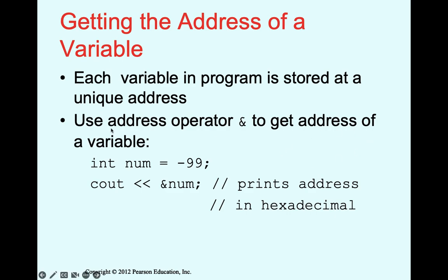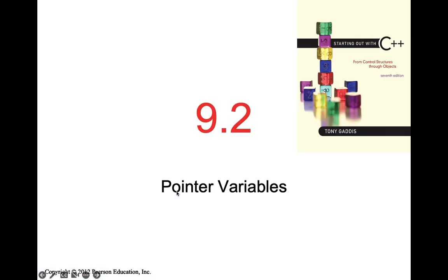Okay? So, if you want to store the address of a variable, we can use the ampersand operator to get the address of the variable. For example, here we define a variable num of type integer, and the value of this variable is minus 99. This variable is stored in the memory. If you want to know the address of this variable, you write cout and &num. This will print the address of this variable. It will not print minus 99. It will print some strange number. This number represents the address of this variable.